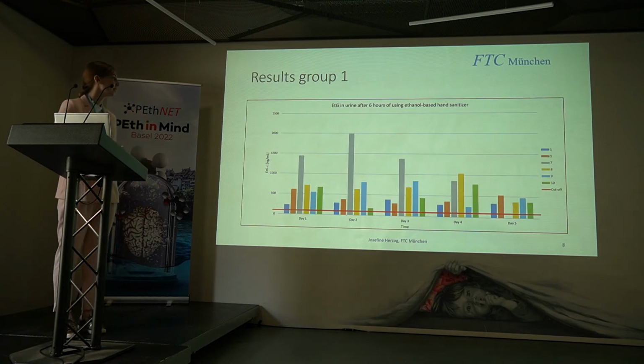So here you can see the results for group 1, the ETG in urine concentration after 6 hours of using ethanol-based hand sanitizer. In ETG in urine, there is a cutoff of 100 nanogram per milliliter, and on every single day, every volunteer exceeded this threshold. You might notice that on day 5, the gray bar is missing. That is because she got COVID and was excluded from the study.